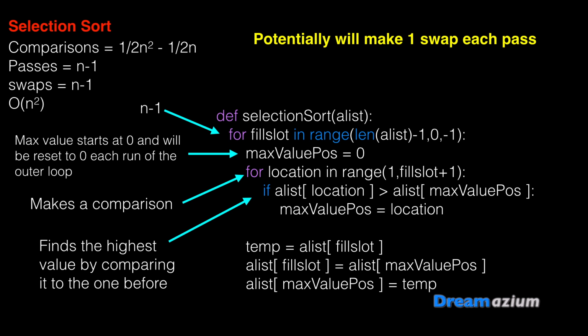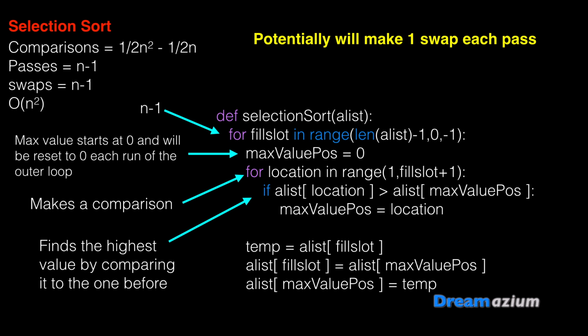So if we have a look at the code, the first line is still quite familiar because it's going to run through the list n-1 times. This means that the list is going to shorten each time it runs through. The big difference here is that it has a maximum value. So there's a variable which holds the maximum value. Now this variable starts at 0, so this will be element 0 in the list, and will return to 0 each time it starts a new pass.